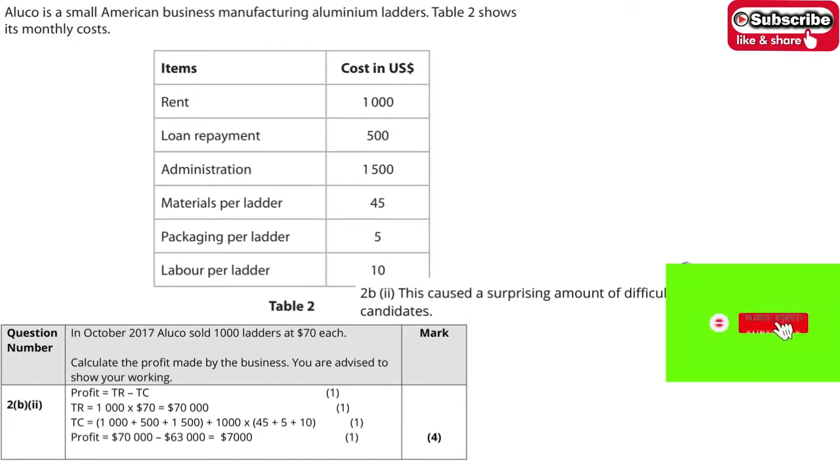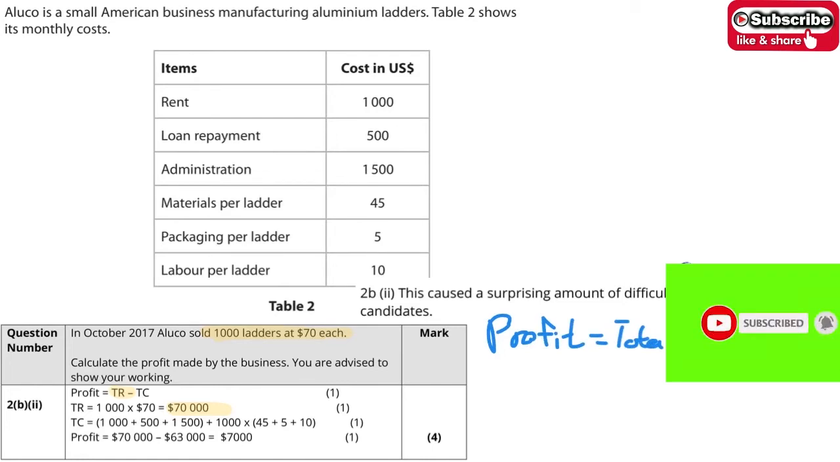So to compute the profit, first of all, we have to compute the revenue. So the revenue would be 70,000. Then you get 1 mark. Of course, you have to list out the formula. Then you get 1 mark. So the profit formula is very easy. It's for 1 mark. It's equal to total revenue minus the total cost. So then you get 1 mark for the formula.